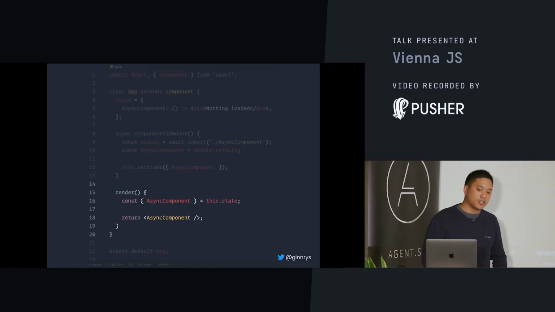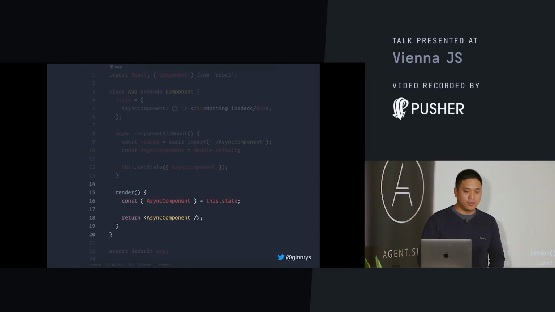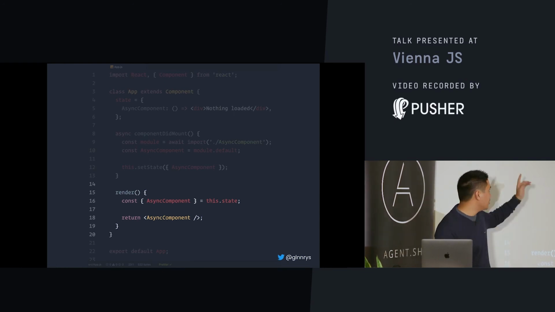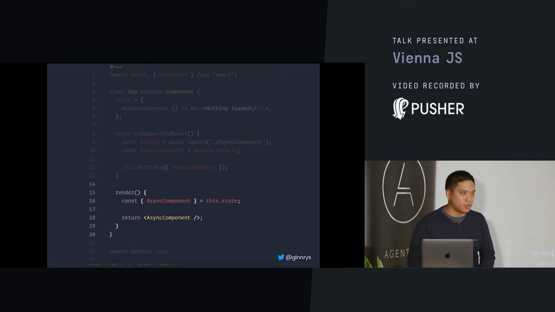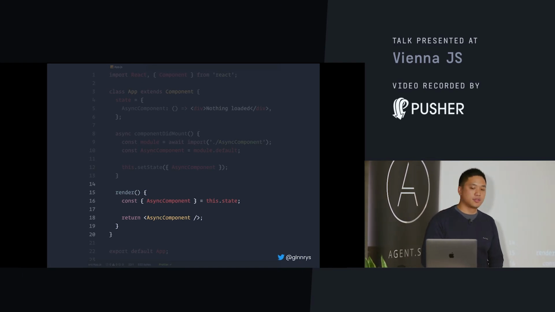So, in the render function, we will first see the nothing has loaded indicator, and after the async component has been loaded, it will be loaded afterwards, like after the set state has been called, and after the app component has been re-rendered, right?